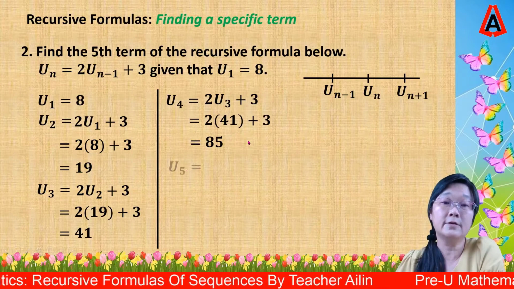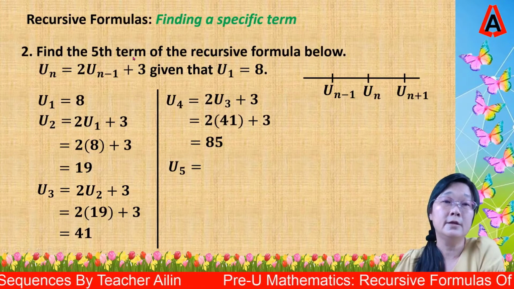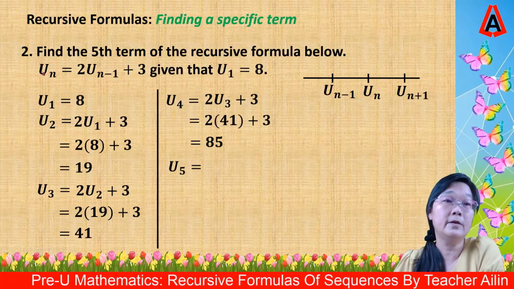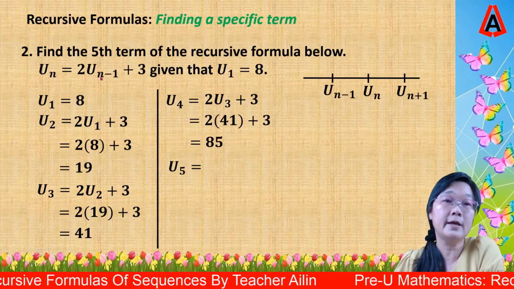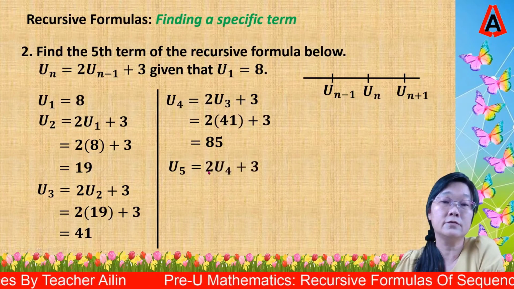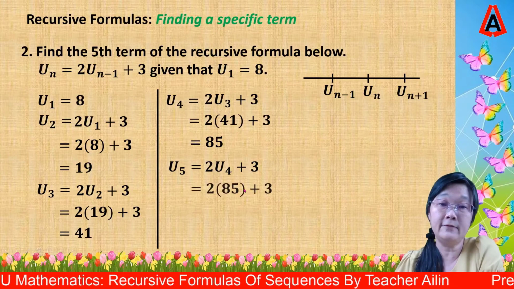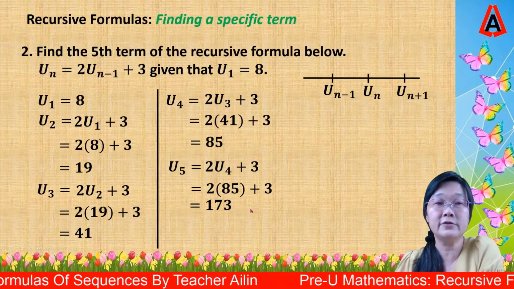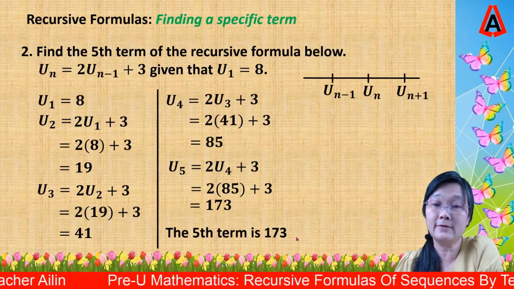Now, then only can you calculate the value of u5, that is the fifth term in the sequence. So for u5, when we compare with the recursive formula un, n is 5. So when doing the calculation, n is 5, 5 minus 1, so u5 is equal to 2 times u4 plus 3. The value of u4 is 85, and when we simplify, u5 is 173. So therefore, the fifth term of the sequence is 173.